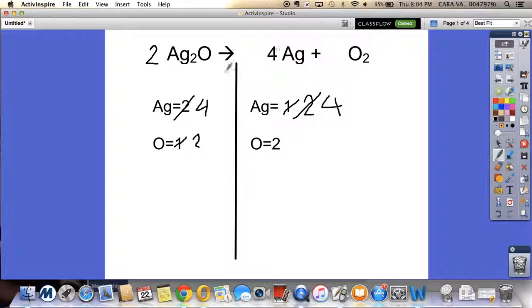So again, when I look at this, now I see I have 4 silvers. The coefficient of 2 in front of the oxygen gives me 2 oxygens and 2 oxygens on the right-hand side. Keep in mind when you put the coefficient in front of the compound, it applies to everything behind it. So that 2 coefficient applies to the silver and to the oxygen.